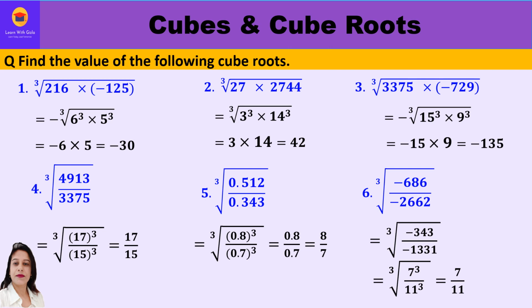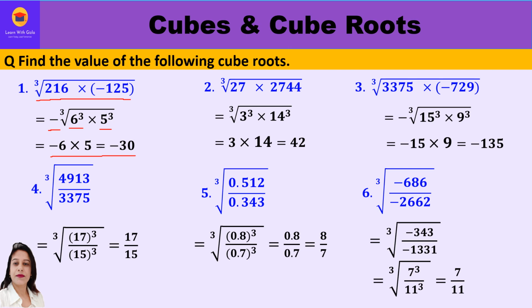The first question is to find the value of the cube root of 216 into minus 125. Now, the cube root of any negative number is always negative. So therefore, keep a minus sign outside. Now 216 is 6 cube, 125 is 5 cube. Now take out one of the factors from each triplet. So we shall get minus 6 into 5, which is equal to minus 30.